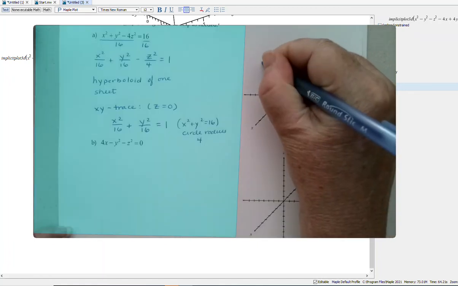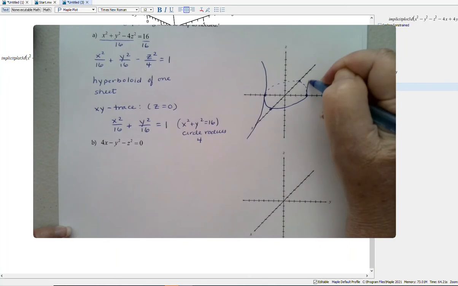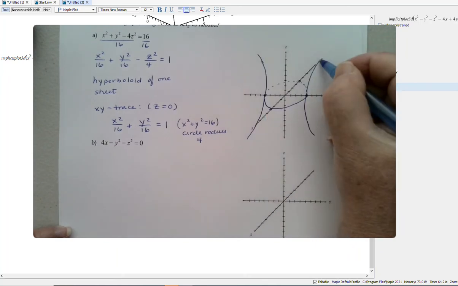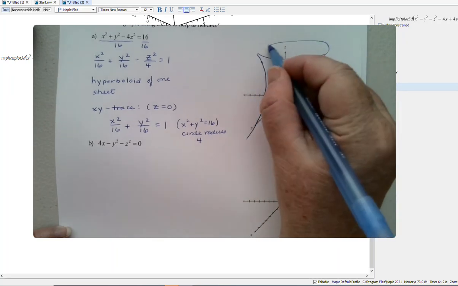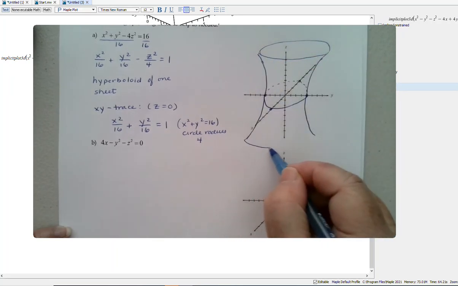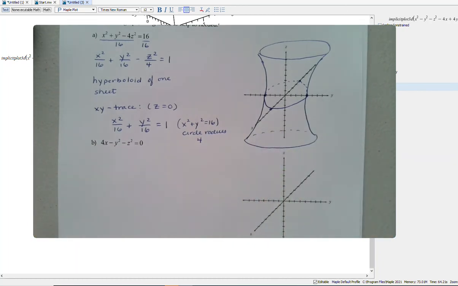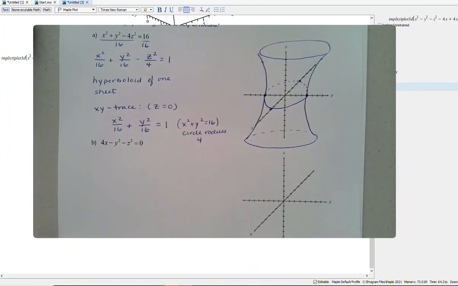It just comes up and out, and down and out on both sides. Technically it goes on forever, but just to finish my picture, I'll show a spot top and bottom, but technically it would keep going up and out and down and out forever.